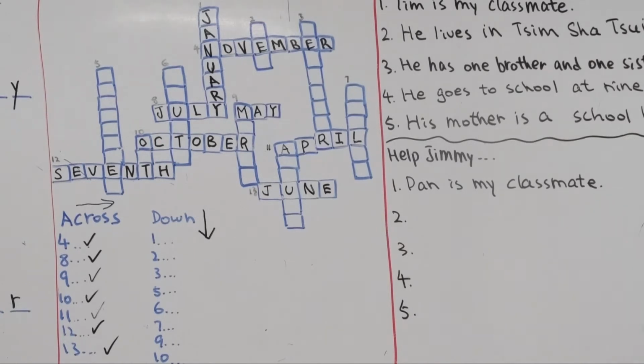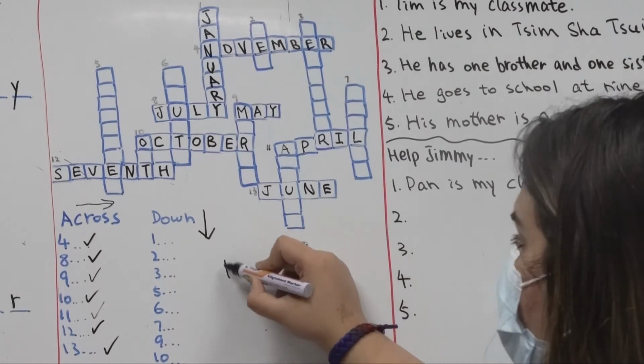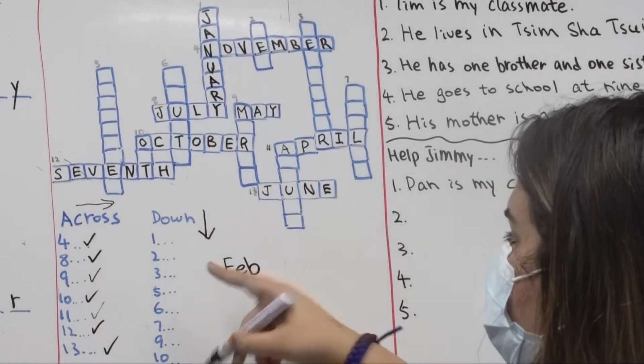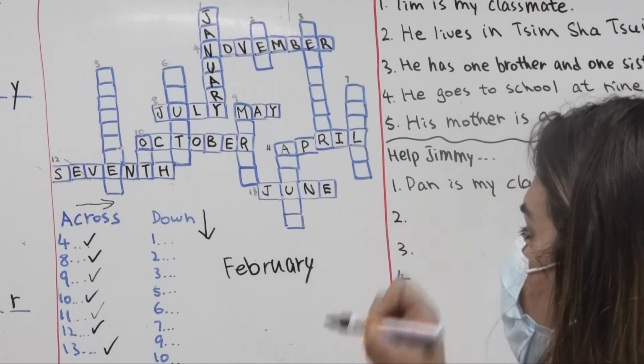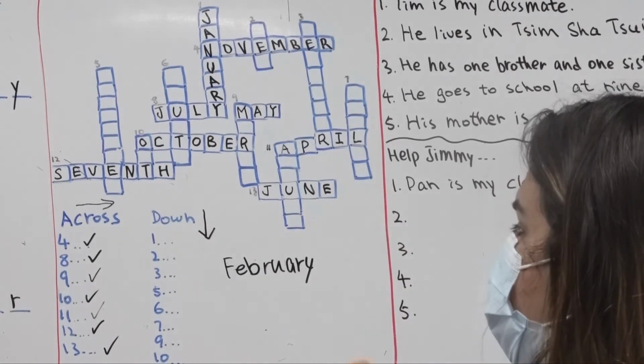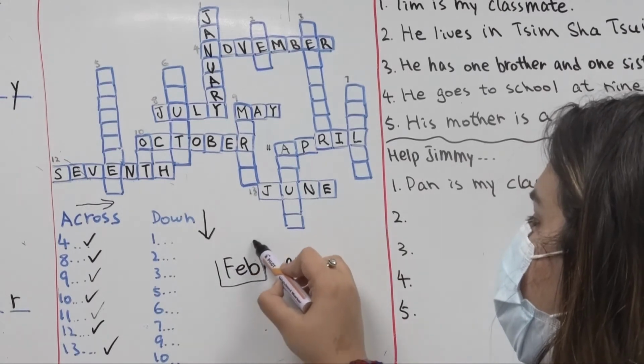Number 2. The abbreviation for the second month of the year. The second month of the year is February, right? February. So February is spelled F-E-B-R-U-A-R-Y. So the short form of it is Feb.